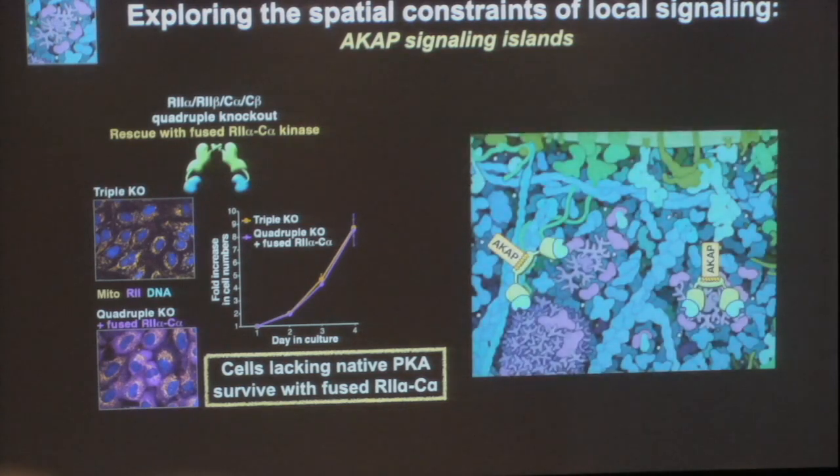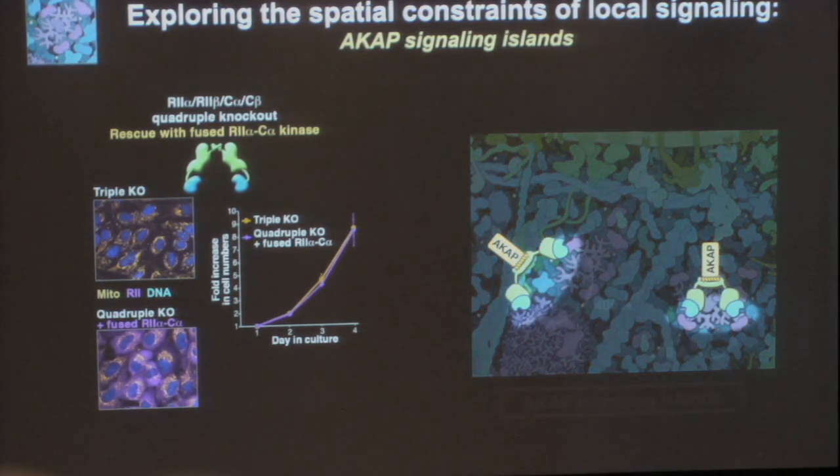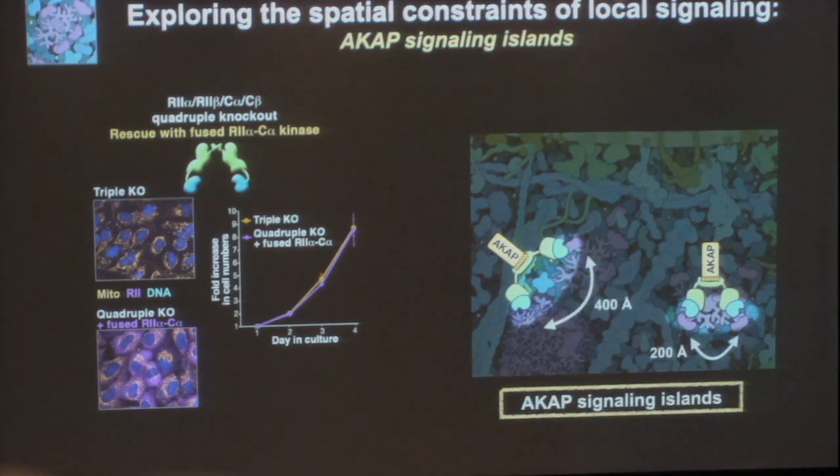So putting this together, what we really were beginning to think was the idea that if you have an intact kinase, the AKAPs become really, really important for directing the location of the kinase to these zones of 200 to 400 angstroms where the phosphorylation occurs. And we've called these regions AKAP signaling islands because they're islands within the cell where you can have this signaling to occur. So rather than a sort of diffuse effect, it's a highly localized effect.